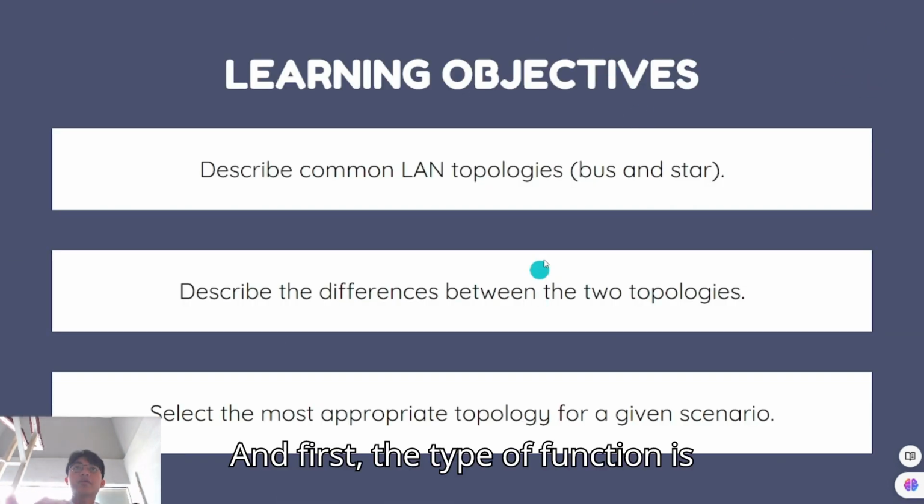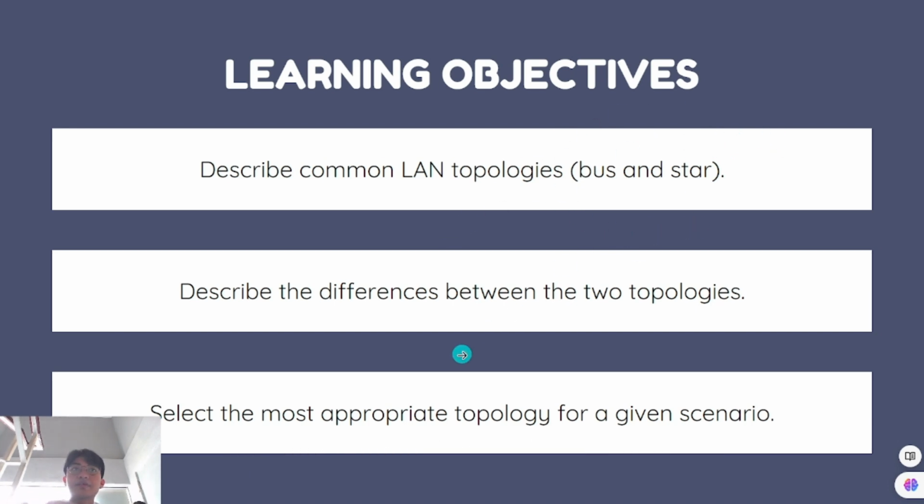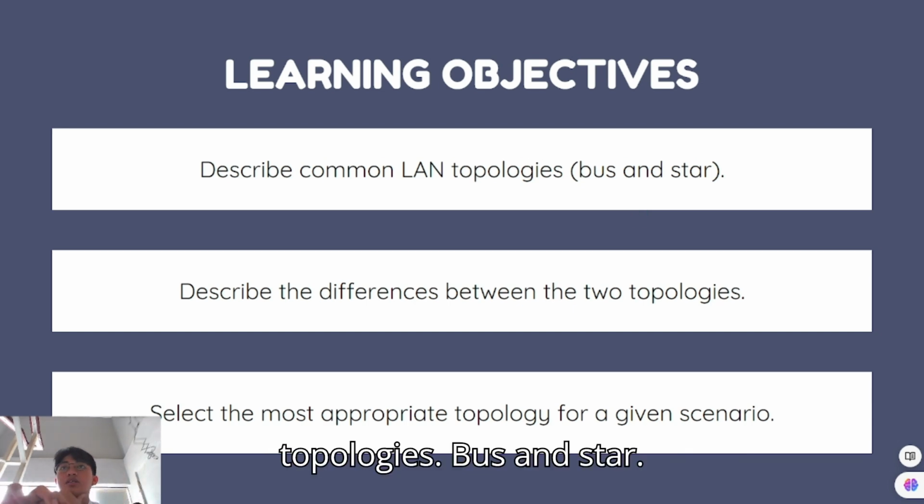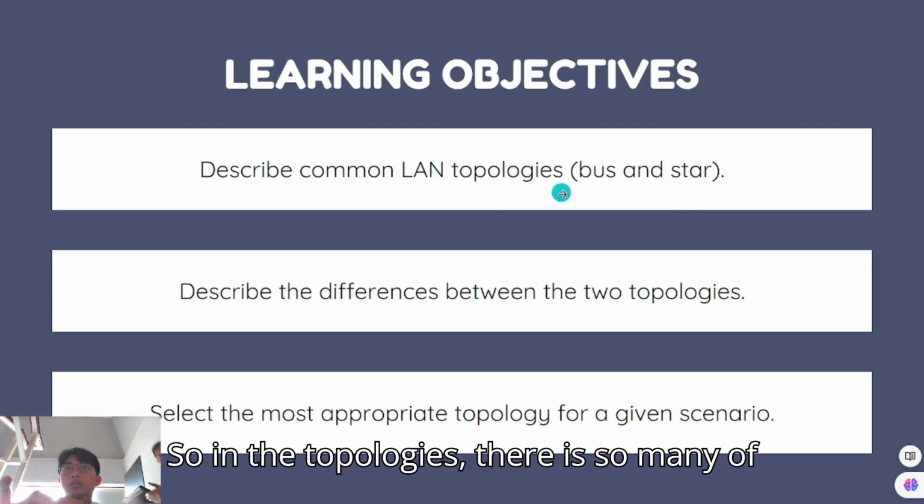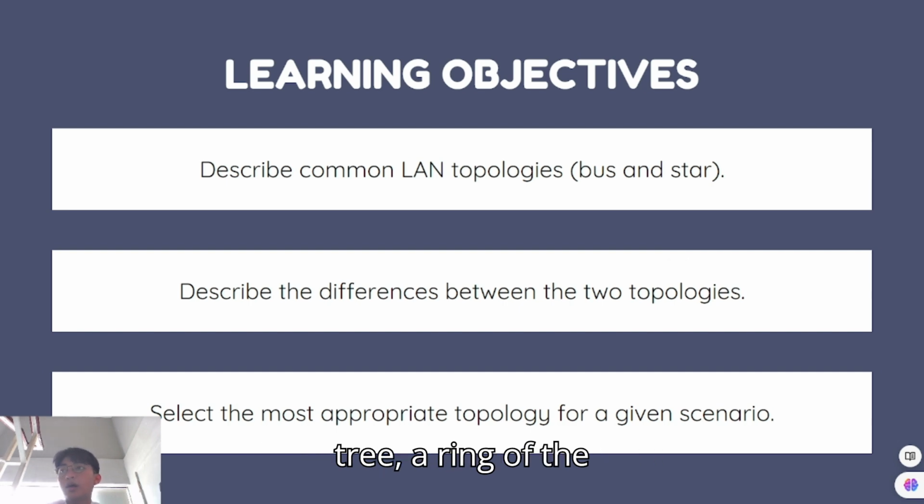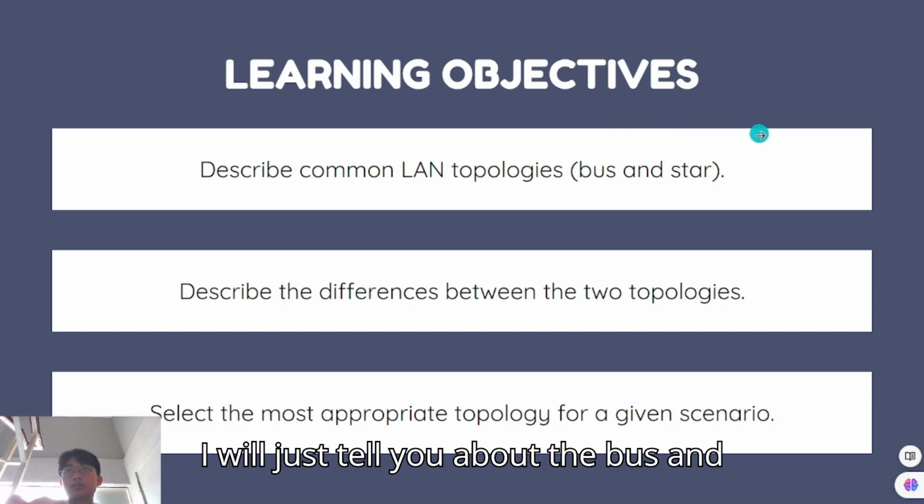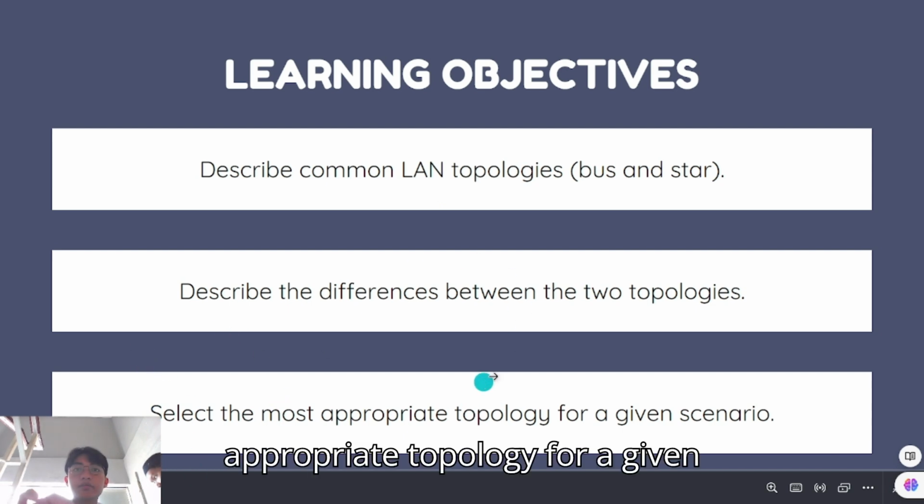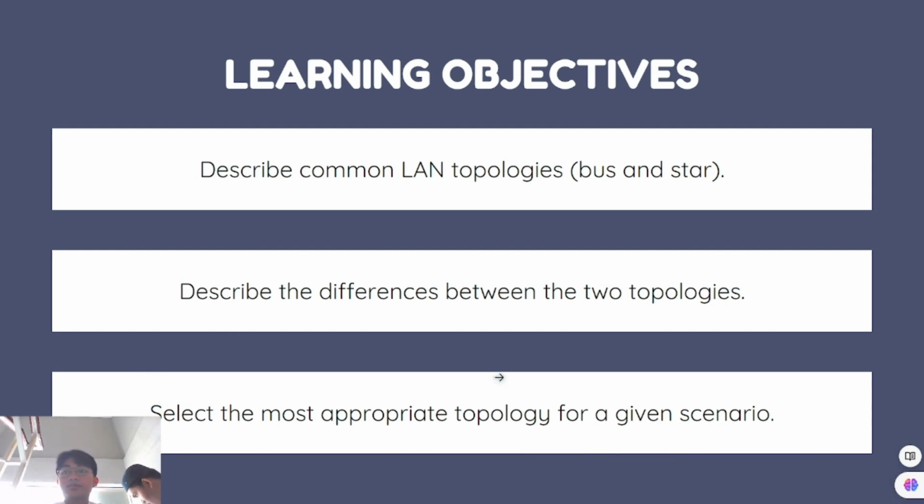First, the table of contents is the learning objectives. Describe the bus and star topologies. In topologies, there are many types, like tree and ring, but I will just tell you about the first two, bus and star. The second objective is to describe the difference between the two topologies. Next is to select the most appropriate topology for a given scenario.